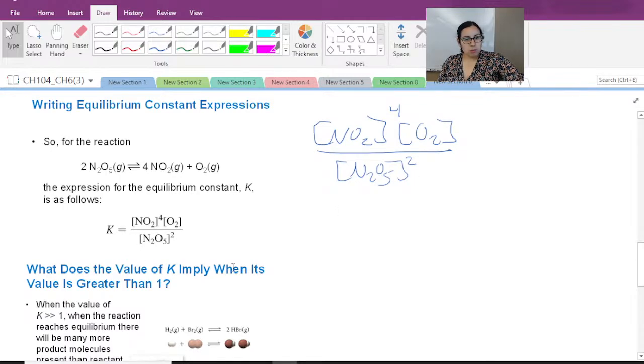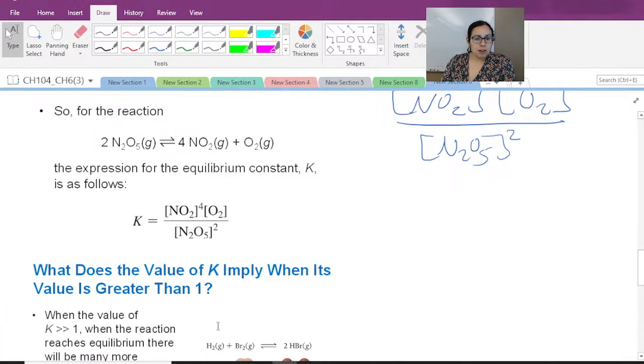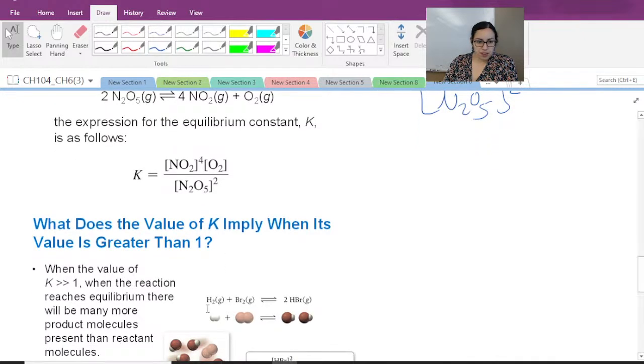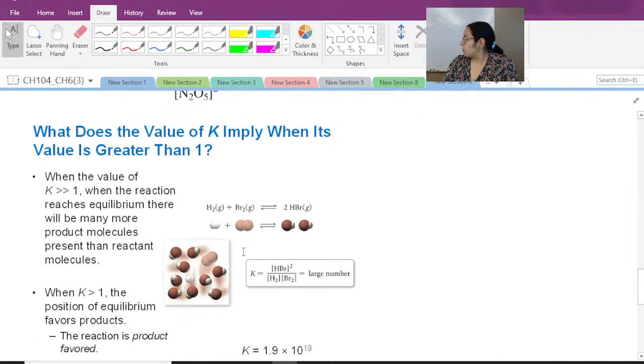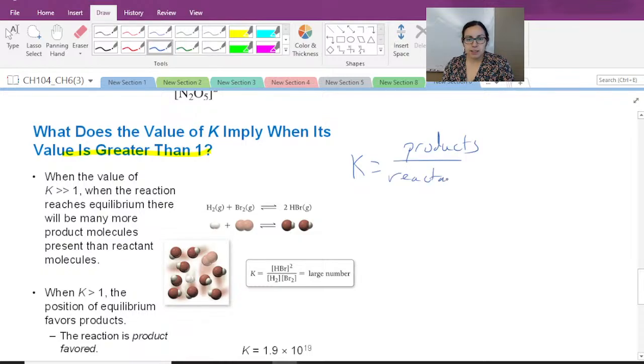And then, what does this K tell us at least? We have three main scenarios. Of course, what happens if our K is greater than 1? We'll think about it oversimplified because it's products over reactants. If K is greater than 1, then we're saying that it's favoring the products, so it's mainly going to the right.